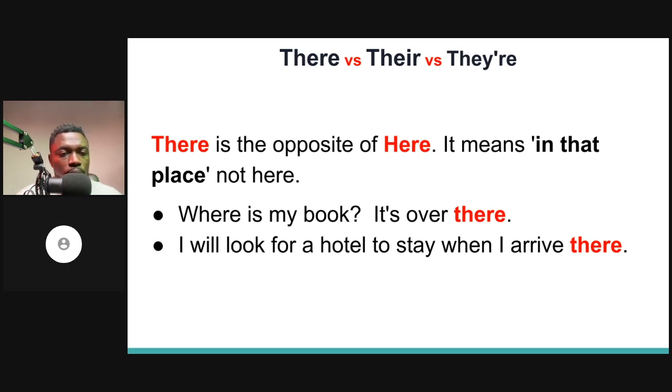For example, where is my book? It's over there. Second example: I will look for a hotel to stay when I arrive there. There is the opposite of here.